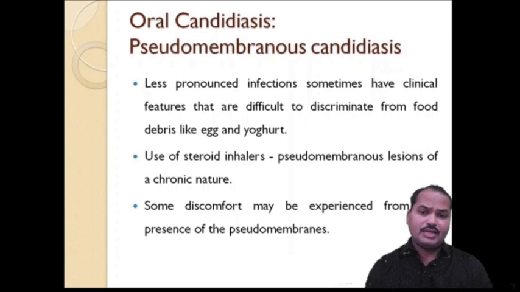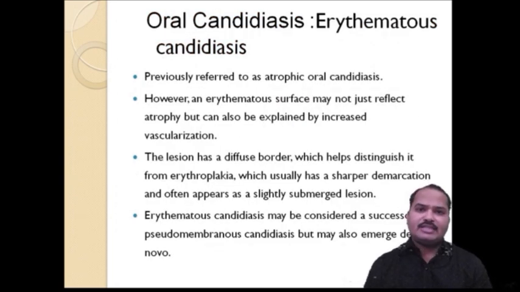Steroids which are used as inhalers or topically will produce a pseudomembranous lesion of chronic nature, and some discomfort may be experienced from the presence of these pseudomembranes. Then erythematous type of candidiasis was previously referred to as atrophic oral candidiasis. However, an erythematous area may not just reflect atrophy but can also be explained by increased vascularization. So both things are possible.